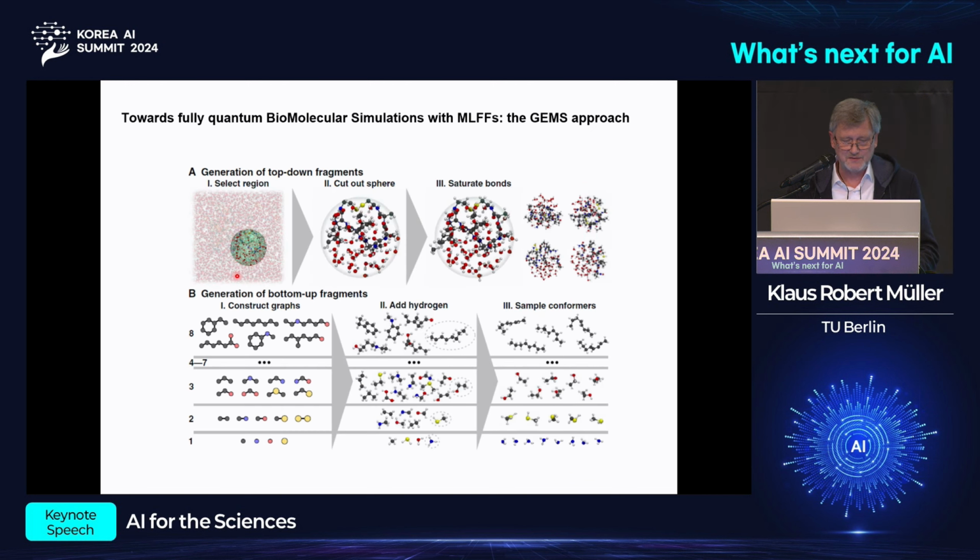So how did we get the fragments? First, it's a bit boring to do proteins without water or molecules without solution. So we always put the stuff into water. The red stuff is water molecules. So then you have the molecule and the water molecules around it. And then you would cut such a sphere, saturate the bonds, and compute these fragments. That would be the top-down fragments.